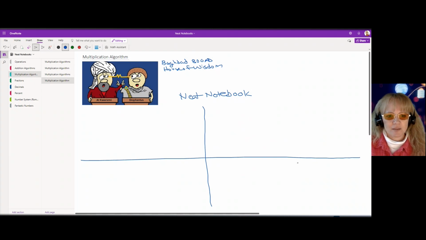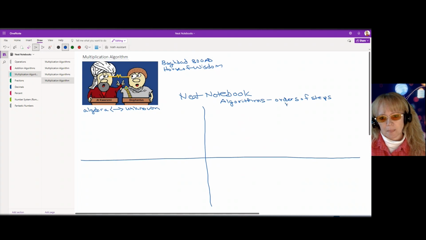But Diophantus gets the credit for unknowns, where Al-Khwarizmi gets the credit for the word algebra. So you can decide amongst yourselves who gets the credit for what, but we wouldn't be sitting here deciding in our neat notebook on all these algorithms or different orders of steps to do multiplication if it weren't for Al-Khwarizmi.